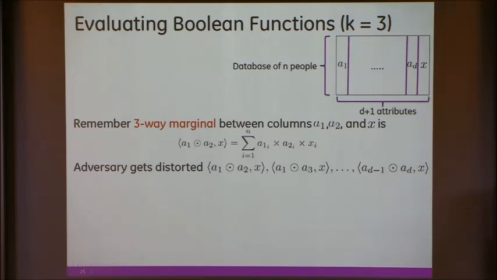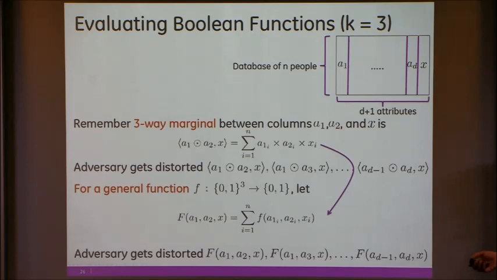What does it mean by evaluating a Boolean function on this database? Remember what we were doing for three-way marginals: we were looking at a specific function, the AND function, where we just multiply all the bits. But you can think of replacing this AND function by any other Boolean function.